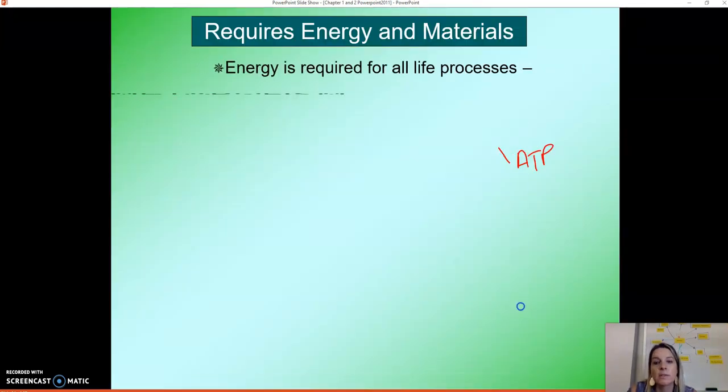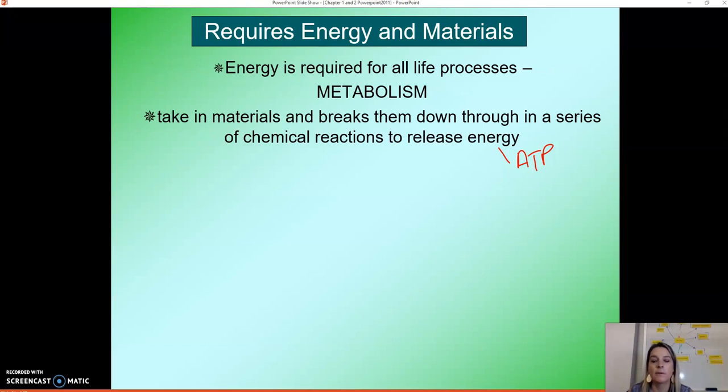So the next one is requires energy and materials, and energy is required for a life process called metabolism. You've probably heard of metabolism, how fast your metabolism is, how slow. It's basically how quickly you break down sugars to release energy. Taking in materials like glucose, sugar, breaking it down through a series of reactions to release energy. In this classroom, energy is going to be called ATP. ATP. I'm going to make you memorize that. We're going to use it all year long. It's the chemical in your body that the bonds break and then you release energy from it. Adenosine triphosphate. Google it.